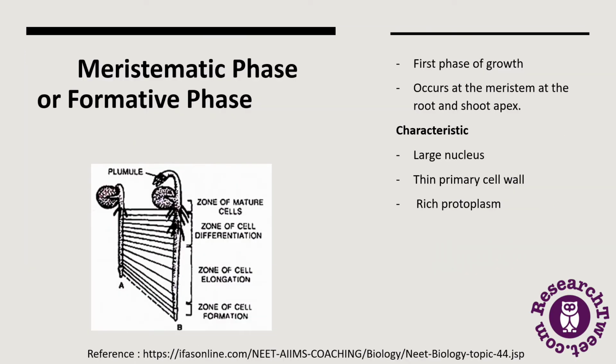The meristematic phase is also known as the formative phase or cell division phase. In this figure, this is the zone of cell formation, where the root apical meristems or shoot apical meristems are present. This is the first phase of growth. It occurs at the meristems, at the root and the shoot apex.